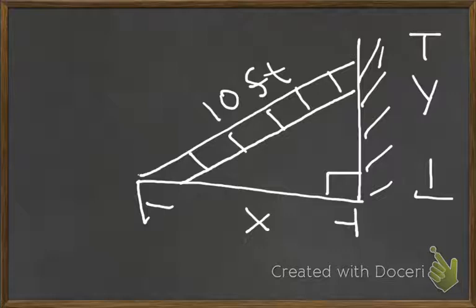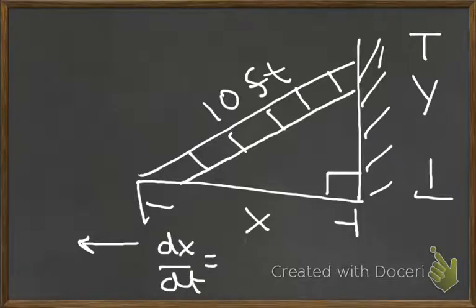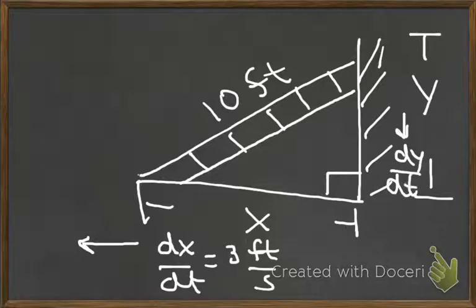If I'm sliding the ladder away from the wall, it'll be going this direction, and that's a rate of change. So that's dx/dt, and it's given in the problem as 3 feet per second. Then we want to know how fast the ladder is sliding down. That's going to be down like this, which would be dy/dt. That's what we want to find out.